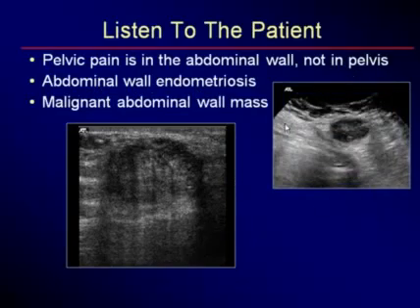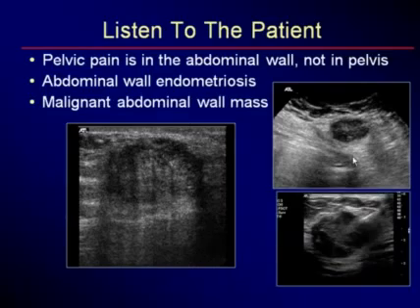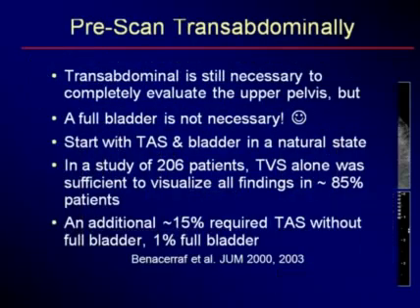Another patient had pain, not really in her pelvis, but in the abdominal wall, and on talking to the patient, she had had a sarcoma earlier in her life. So doing a biopsy on this solid mass in the abdominal wall, it turned out that this was metastatic sarcoma years later in a patient who had abdominal wall pain, not specifically pelvic pain.